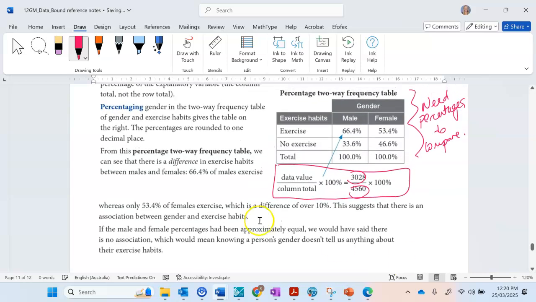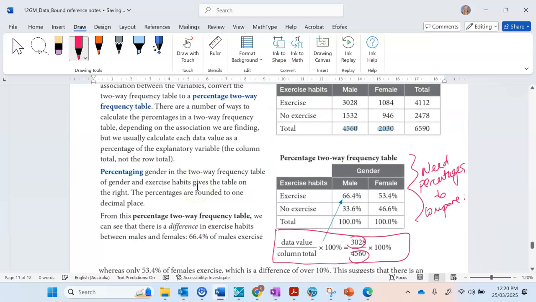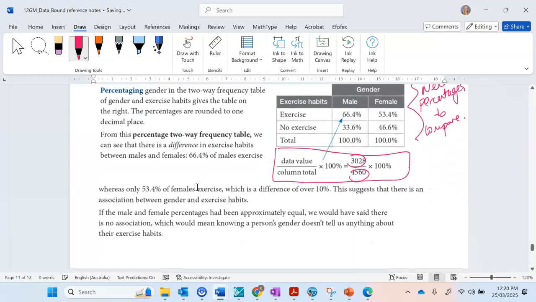I'm just going to read through what it says here, not everything, just this last part. So from this percentage two-way frequency table, we can see there is a difference. So that's what I was saying before. There is a difference in exercise habits between males and females. Whenever you're commenting on statistics, you need to actually report what they are. So here we can see we've got 66.4% of males exercise, whereas only 53.4% of females exercise.